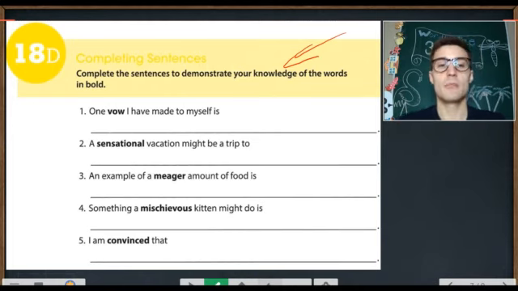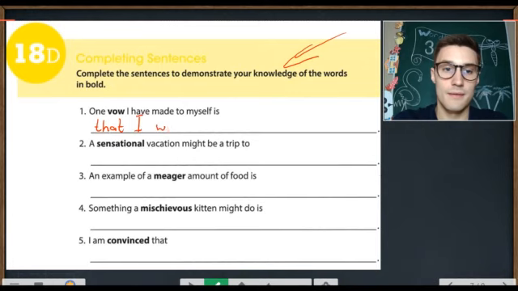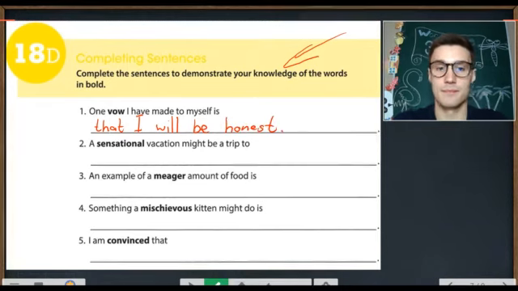Great. Number 1. One vow I have made to myself is that I will be honest. That is my vow. You should write your own sentences as much as you can.